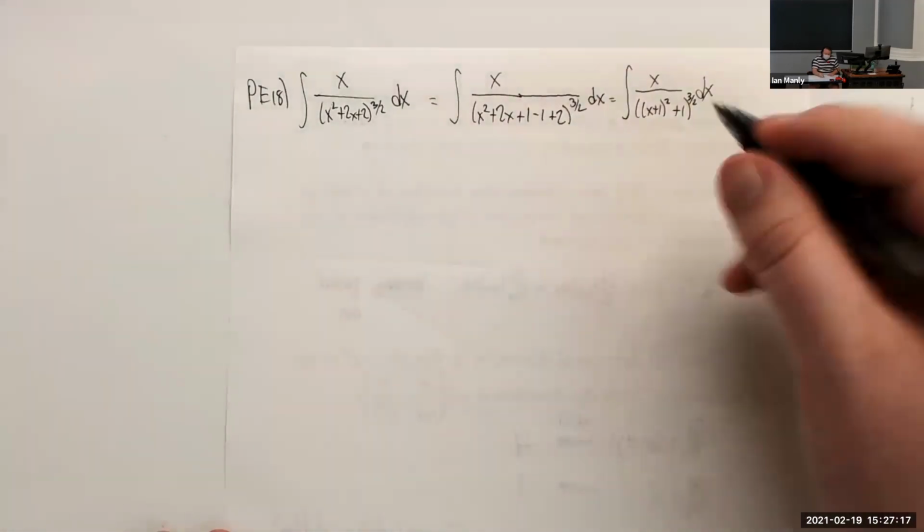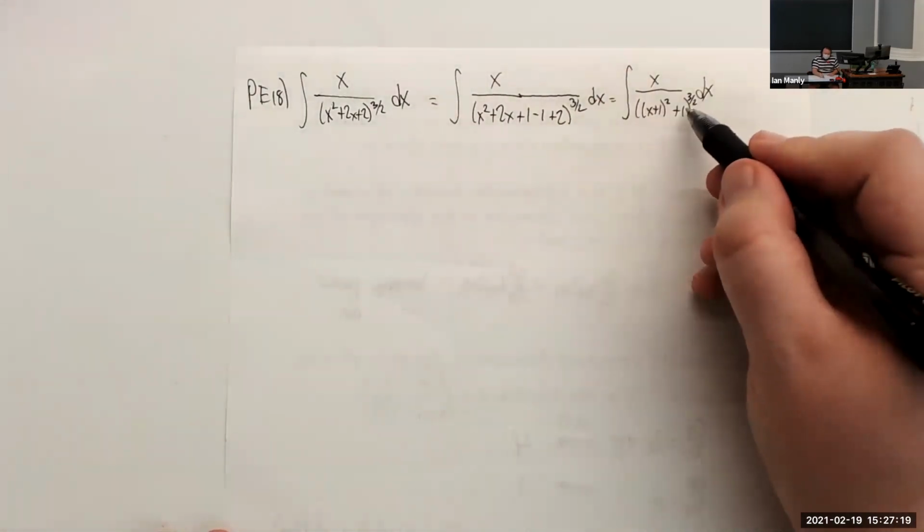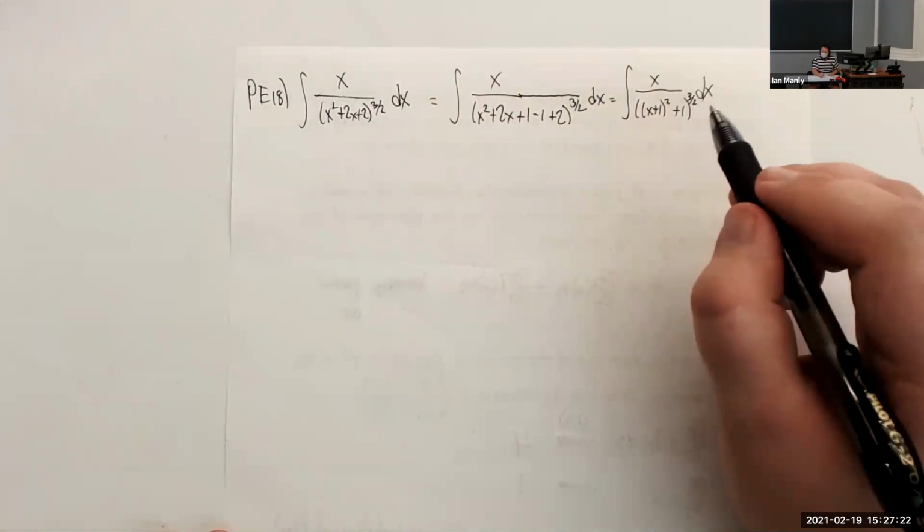All right, so let's see. We have a variable squared plus a number squared. Which trig function are we going to use in this case?